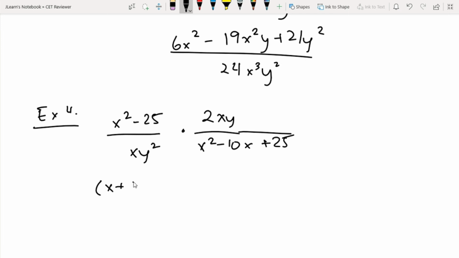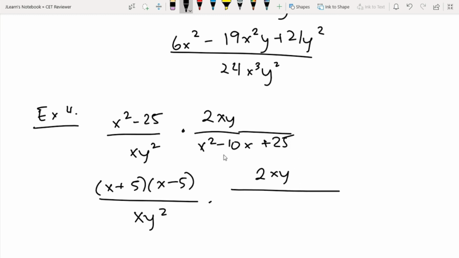This will be x plus 5 times x minus 5. Tama? Yung xy squared sa denominator, wala nang factor yan, so we just leave it there. 2xy, wala na rin tayo ma-factor down. So, yan na yun. Yung x squared minus 10x plus 25, this will be x minus 5 times x minus 5.